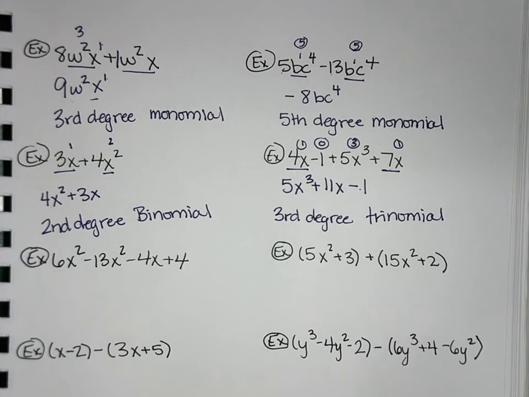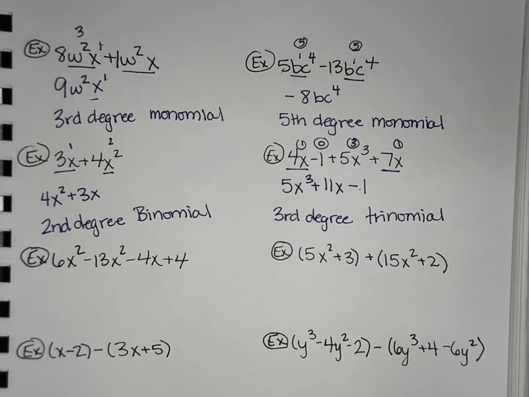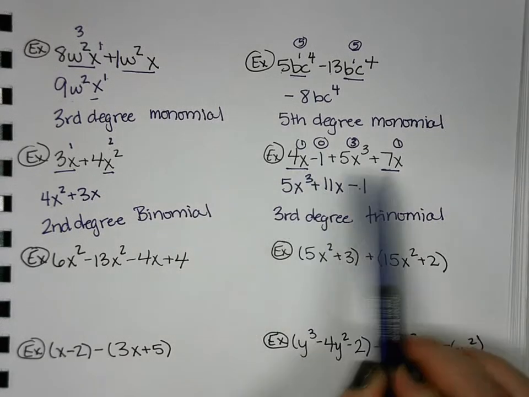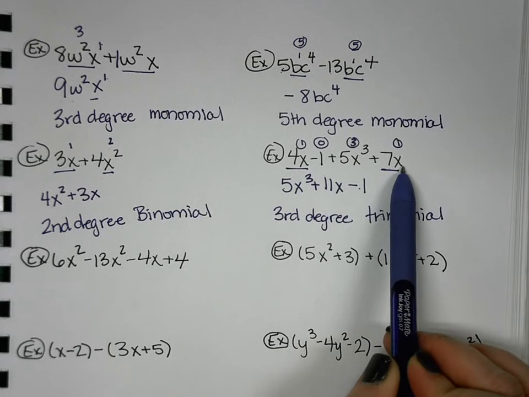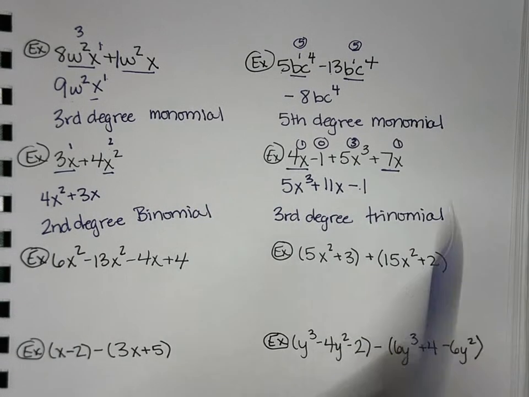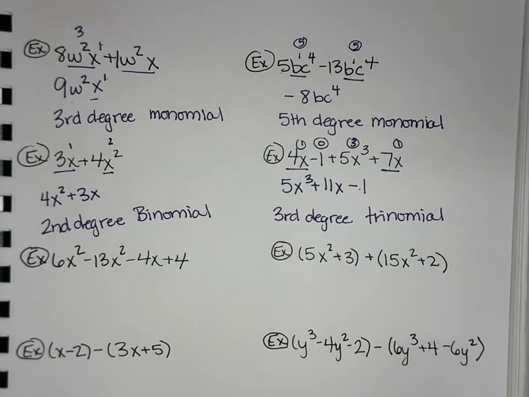You tell if they're like terms by their exponents, right? By the variables and exponents together. So see how these are both just an x to the first? I can add x to the first together, but I can't add an x to the third with an x to the first. So you're looking at the variables to see if they have the exact same exponents or not.